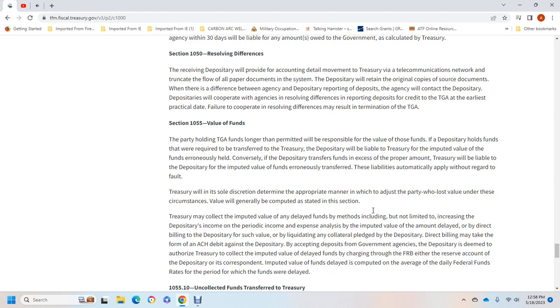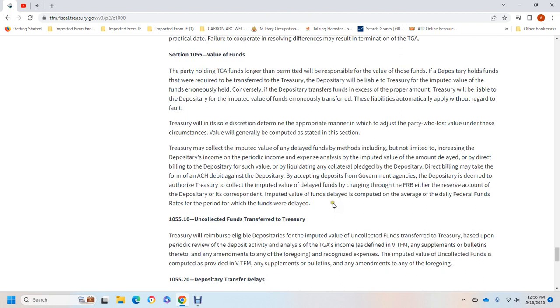1055, value of funds. Party holding the Treasury General Account along with the permitted responsible values of the fund. The depository holds the funds that were required with the transfer of the Treasury. The depository is liable to the Treasury for the imputed value of the funds erroneously held. Conversely, if the depository transfers funds except for the proper amount, Treasury is liable to the depository for the imputed value of the funds erroneously transferred. The liability applies automatically without regard to fault. Treasury will, in its sole discretion, determine the appropriate manner in which to adjust the party who lost value under those circumstances. Value is generally computed as stated in the section.